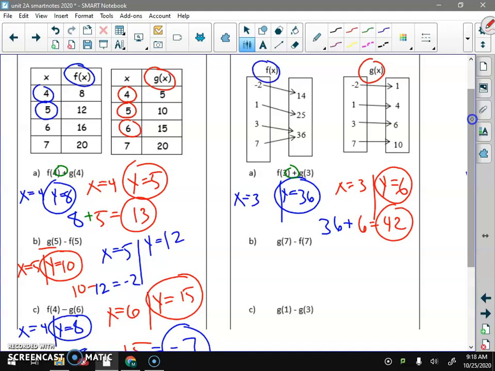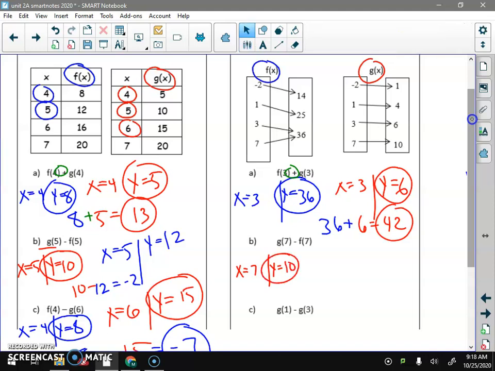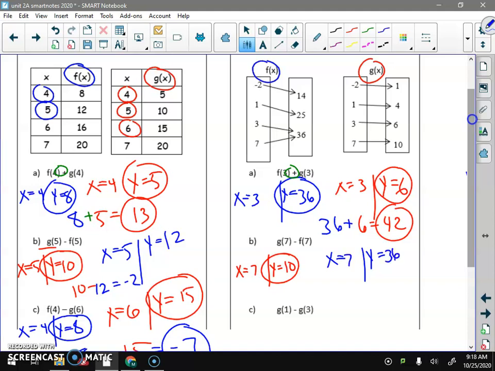G of 7 is going to start with red. X equals 7. What does Y equal? 7 points to 10. Circle. F, great wall. 7 points to 36. Now we're going to subtract 10 minus 36. We're going to get a big negative on this one, and the answer, calculator, is negative 26.